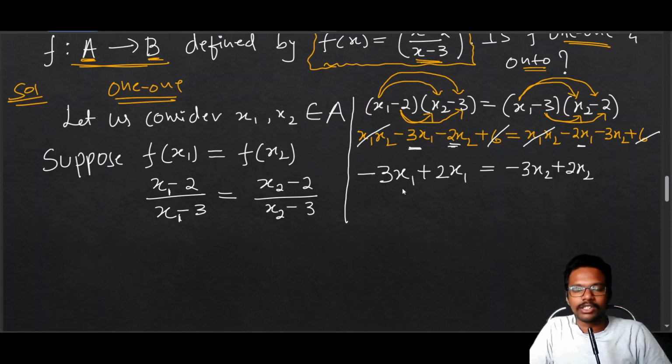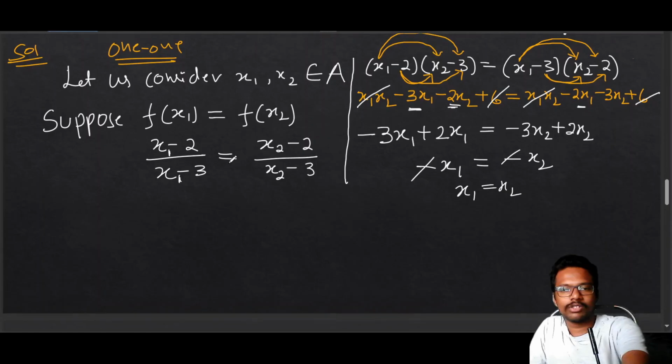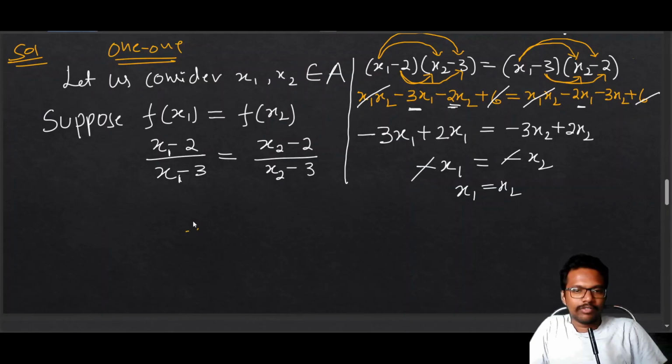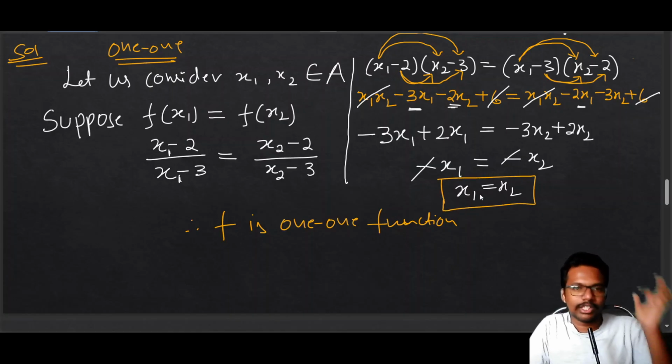After solving this, minus 3x1 plus 2x1 means minus 3 plus 2, so we get minus x1. Minus 3x2 plus 2x2 means we get minus x2. Here minus and minus get cancelled, so it becomes x1 equals x2. Now easily we can write, therefore f is a 1-1 function, because we got x1 equals x2.